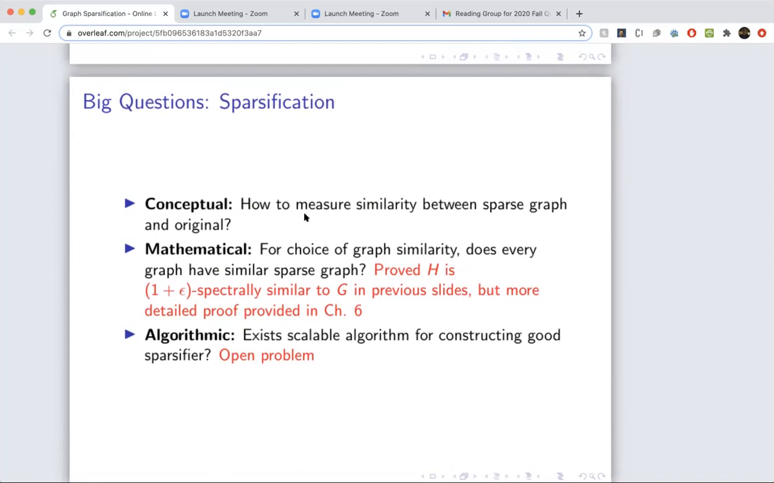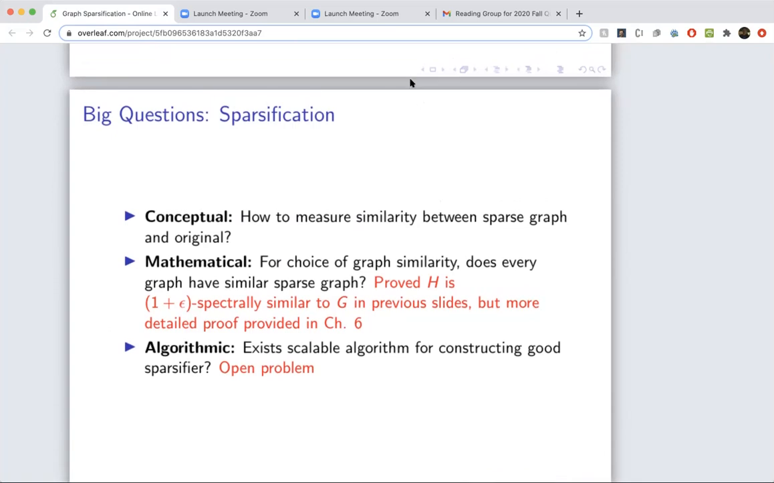So a couple of the big questions are: how do we measure the similarity between our sparse graph and the original? For a choice of graph similarity, does every graph have a similar sparse graph? We actually showed this, though not as rigorously. There are more complicated proofs based on the relationship between spanning trees and leverage scores, but I wanted to present something understandable. Those proofs are a little longer and more tedious. But we essentially showed loosely in the previous slides that H is 1 plus epsilon spectrally similar to G, just through that process of random construction with the appropriate probabilities of including different edges.